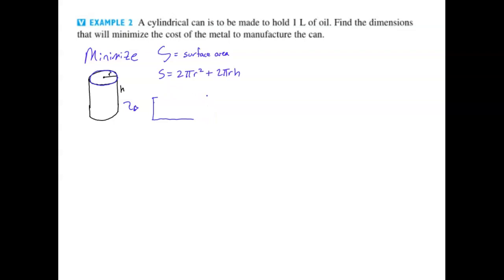All right, well, we have this other piece of information, which is that it needs to hold a liter of oil. What is a liter referring to? Volume. So this is referring to volume. The volume of any type of a cylinder is the area of the base times the height. What's the area of the base in this case? Pi r squared. It's the circle. So pi r squared times the height.